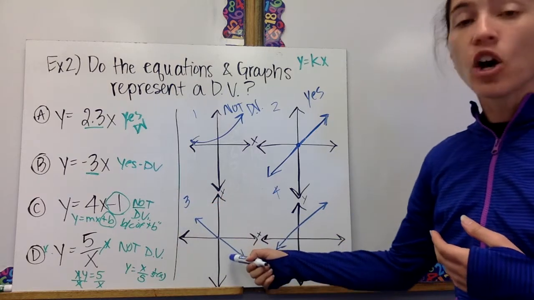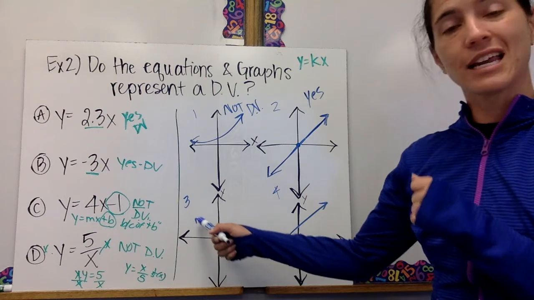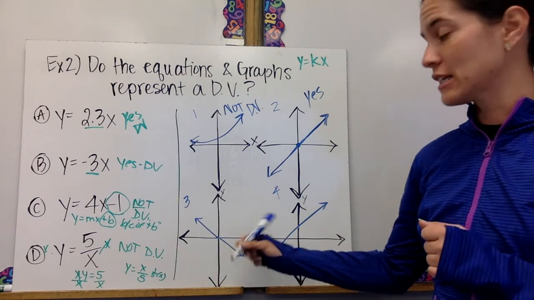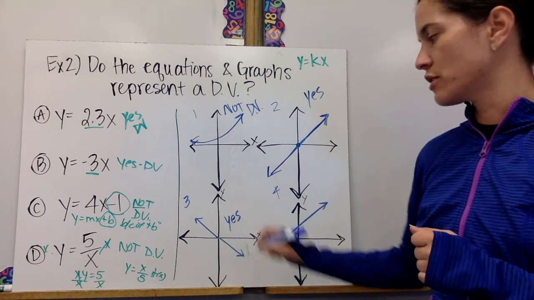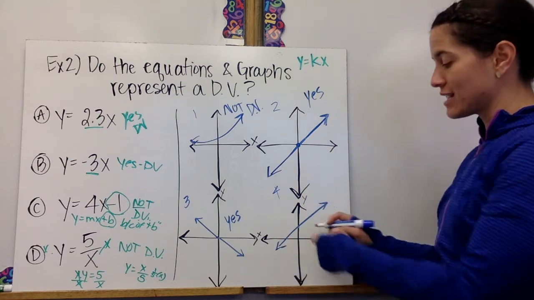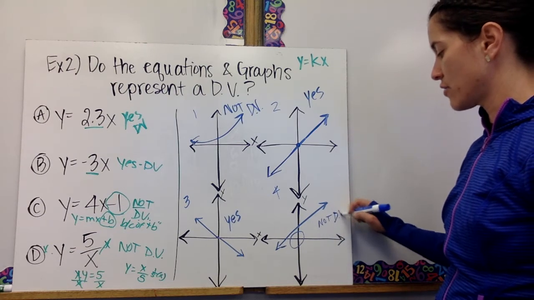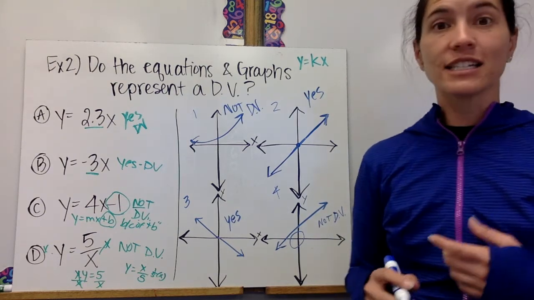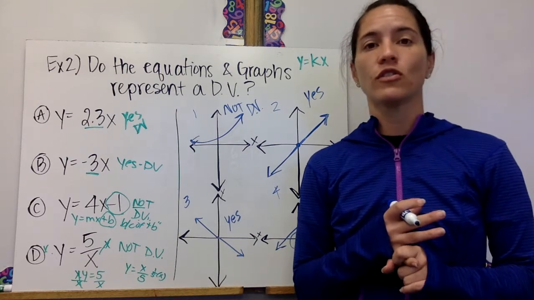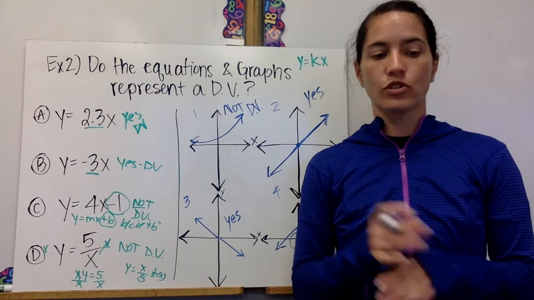Number 3, this also is a linear equation and it goes through the origin. Even though it is a negative, it still goes through the origin and it's linear. So this is, yes, a direct variation. And then number 4, it is linear, but it does not go through the origin. So the answer is no, it's not a direct variation. So like I said, it's similar to proportional relationships. It has to be linear and it has to go through the center, the origin.